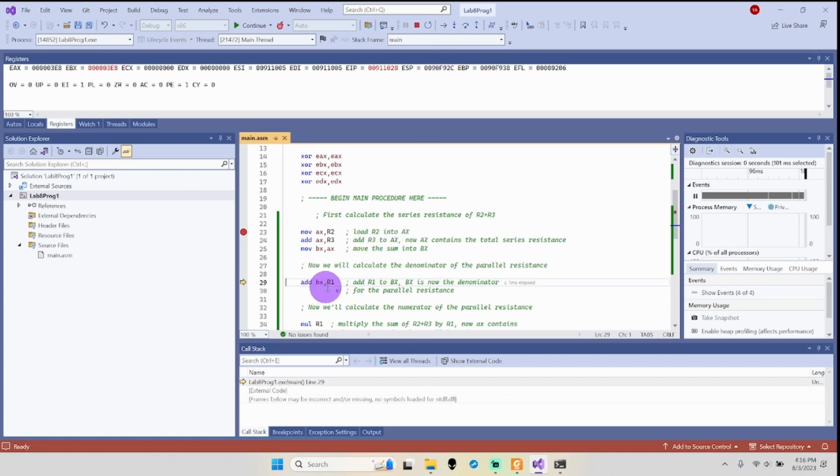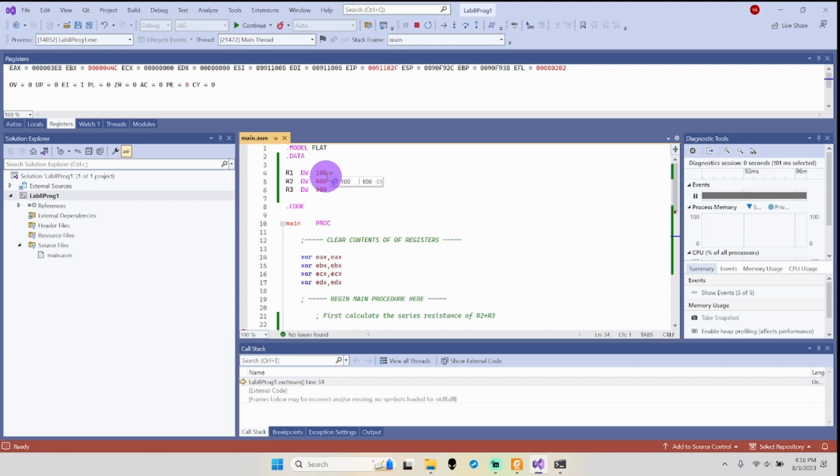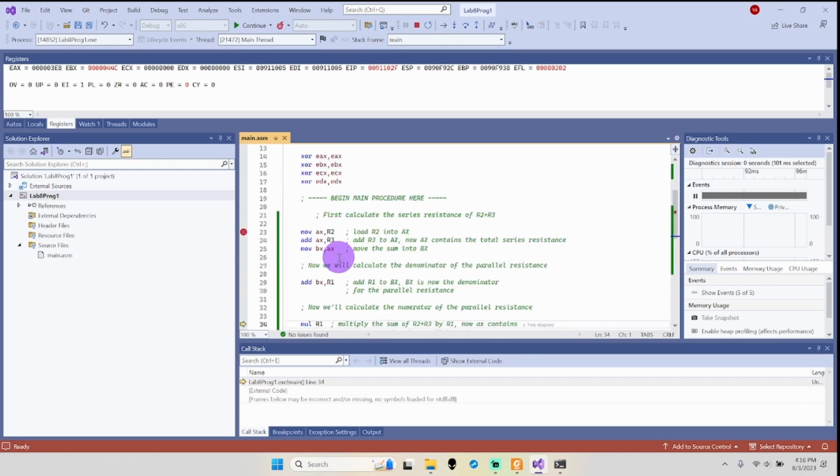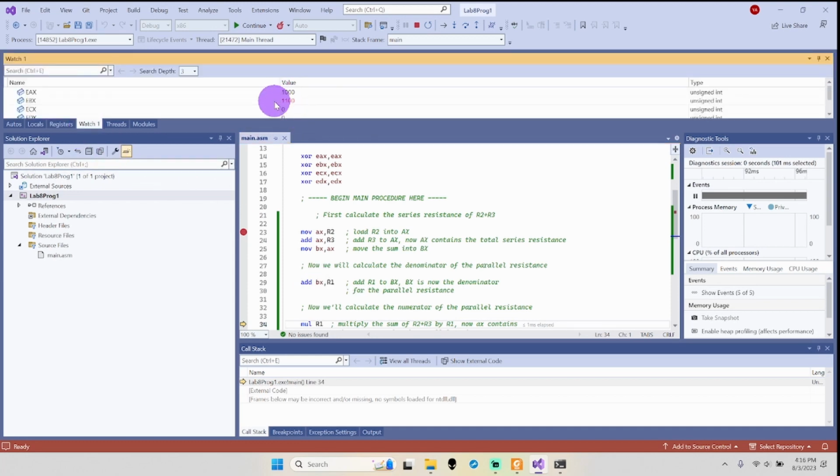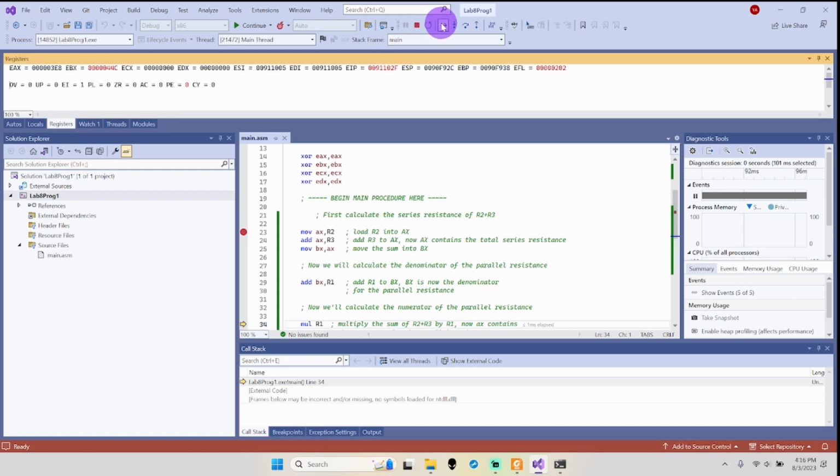Next step is going to be add R1 to BX. There it goes. So now it was 1,000, remember, but R1 is 100. So we added. Here you go. That's 1,100. Okay. Go back to register.